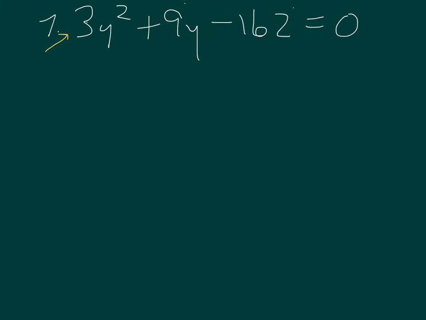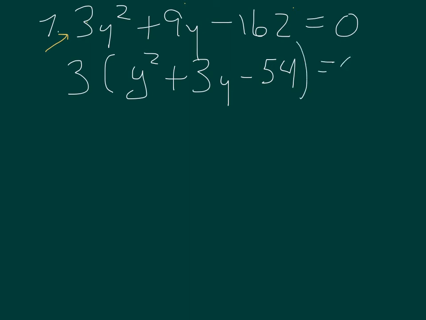So I'm going to go back to my problem, and I'm going to take a 3 out of every one of them. So 3y squared divided by 3 just leaves me with y squared. 9y divided by 3 is 3y. And negative 162 divided by 3 becomes negative 54. Still equals 0. I look to my middle right here, and I can see that we might as well try to factor that, because that's what we're doing. We're factoring polynomials.